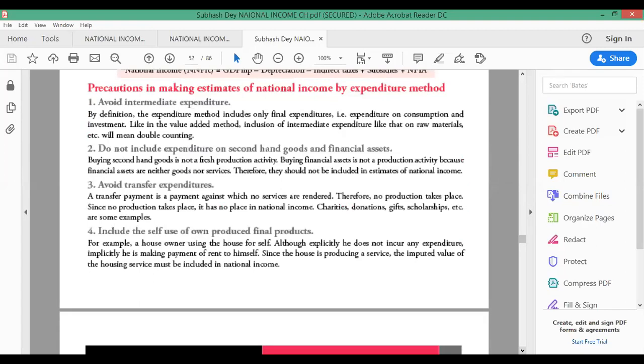The very first is avoid intermediate expenditure. We shall always avoid the intermediate expenditure. As you all know, intermediate expenditures are all those expenditures which are incurred on intermediate goods. And intermediate goods are never part of national income.